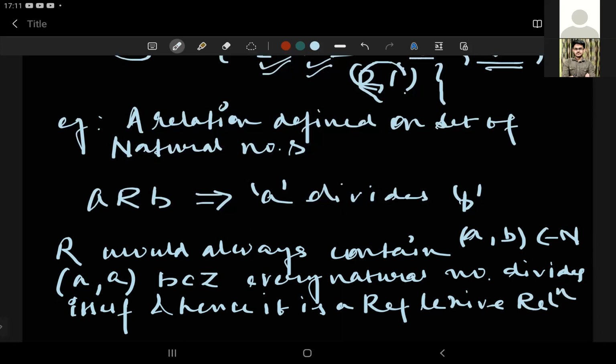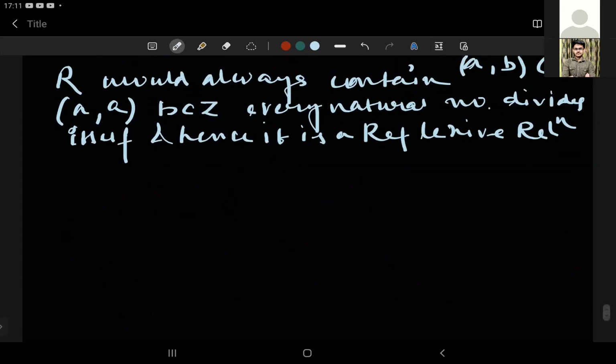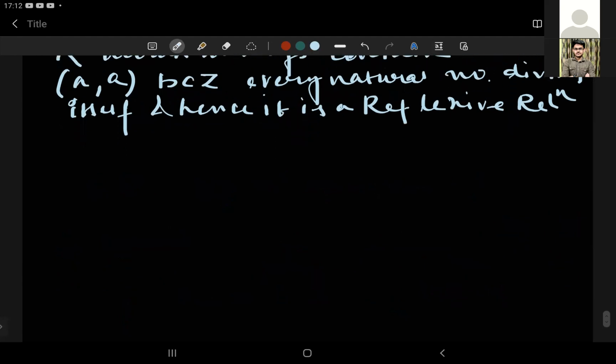Okay. So can anyone establish some relation between the identity relation and the reflexive relation? Every identity relation is a reflexive relation, but every reflexive relation is not an identity relation. Okay, so note this point down, obviously.